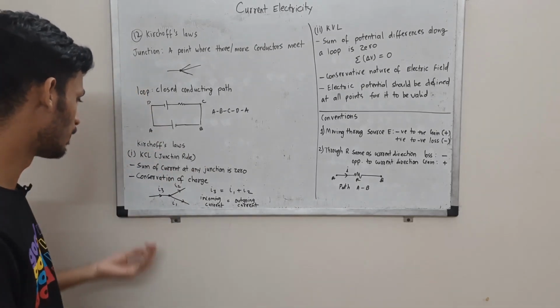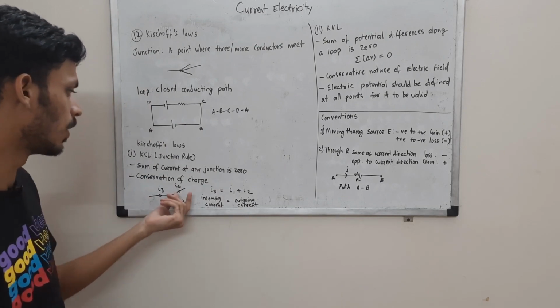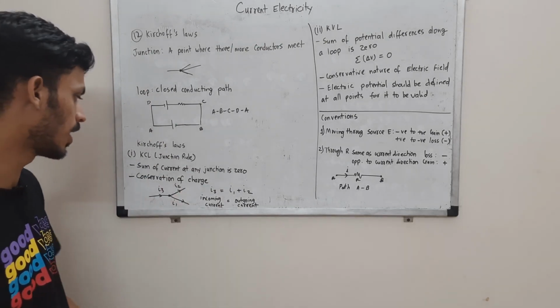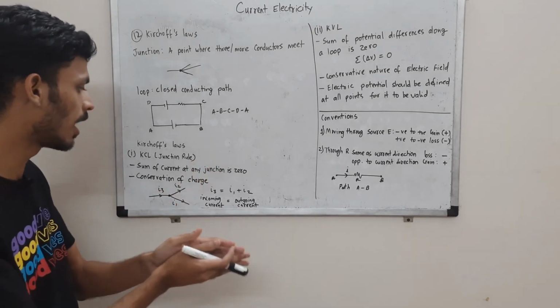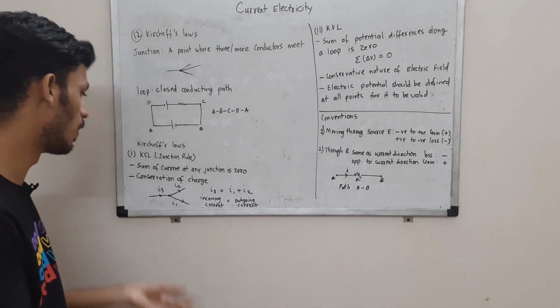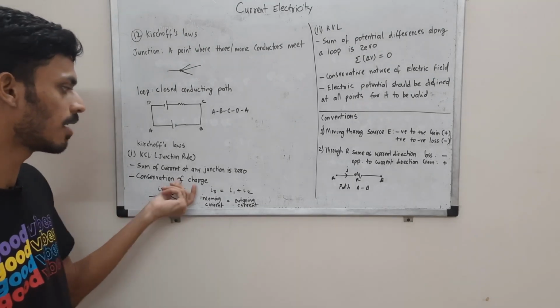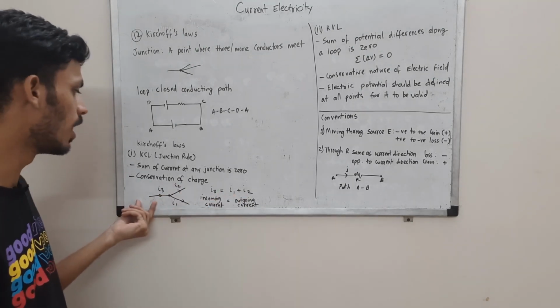So here I3 should be equal to I1 plus I2. I3 is the incoming current. If you see, it is splitting up into I1 and I2. So of course it should be equal to their sum. I1 plus I2 should equal I3.